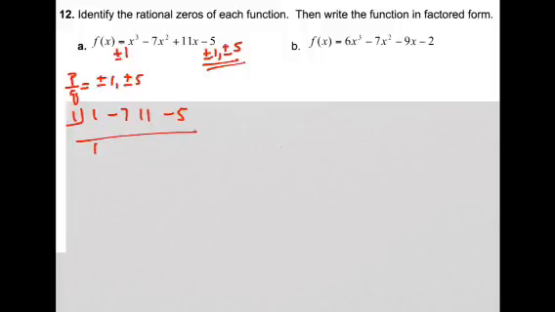So you bring down the 1. 1 times 1 is 1. Combine. 1 times negative 6 is negative 6. Combine. And then 1 times 5 is 5. And we got lucky. We got a 0. So that's going to work. Now remember what these three numbers mean. This means x squared minus 6x plus 5. And the one that I circled in synthetic division, that means that the factor was x minus 1.